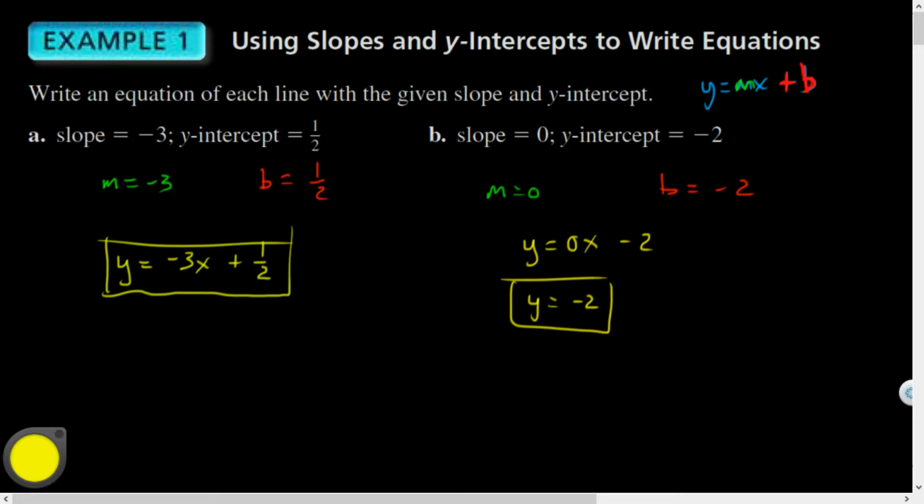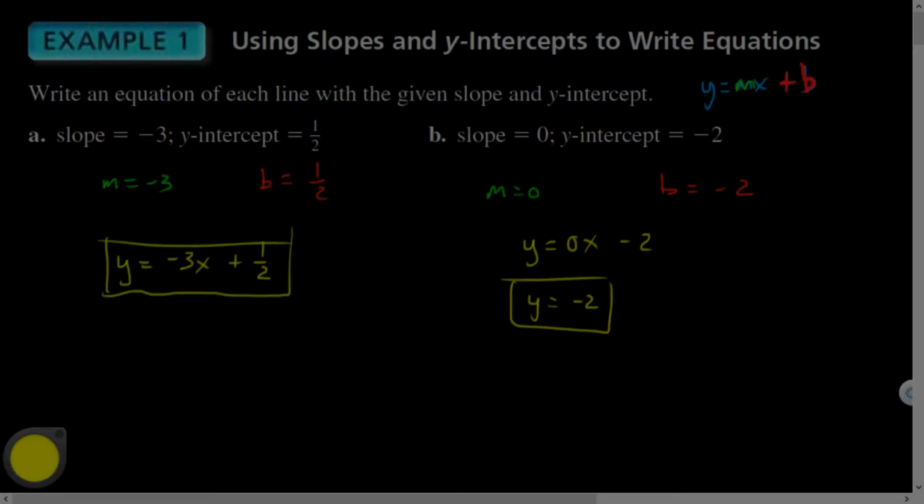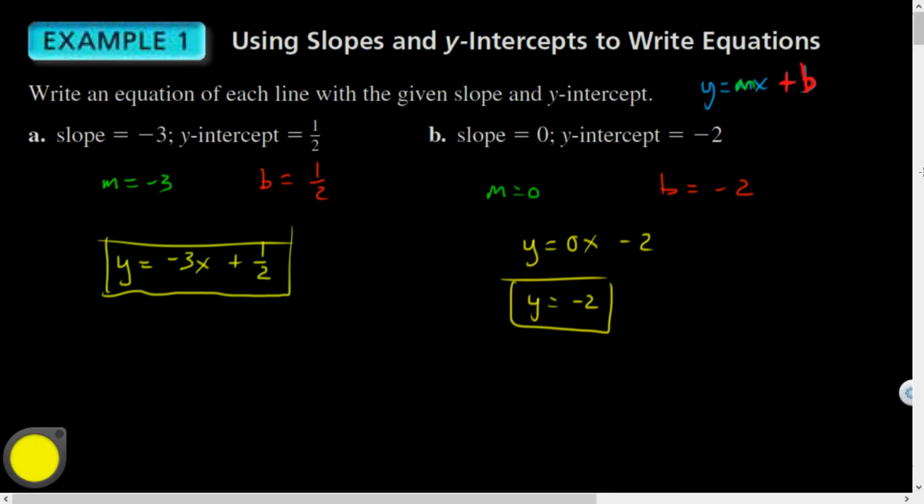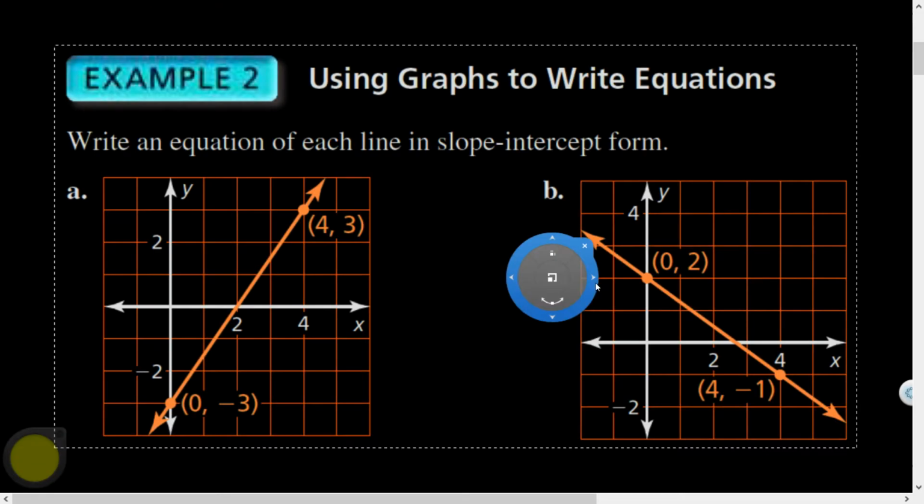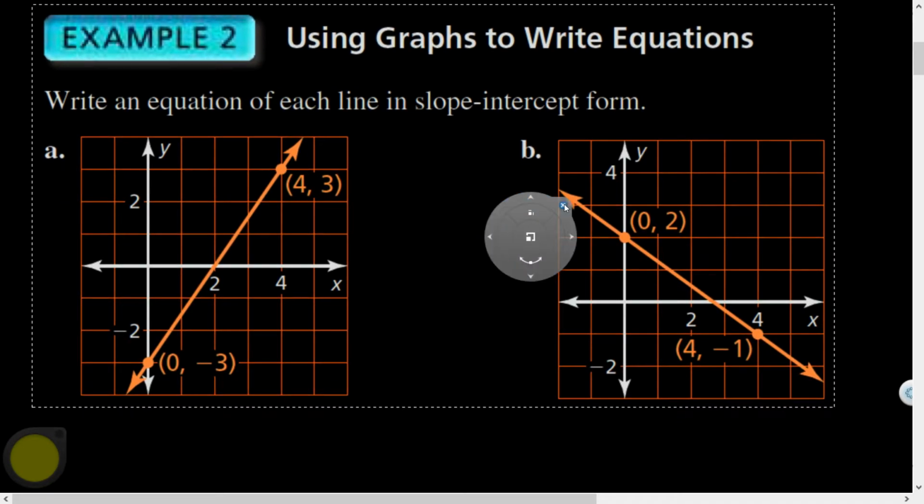Right, so that's not too shabby. That's not bad at all. Once I know the M and the B, I can find the equation of the line. I've narrowed it down to one line out of the infinitely many. All right, let's take a look at these.